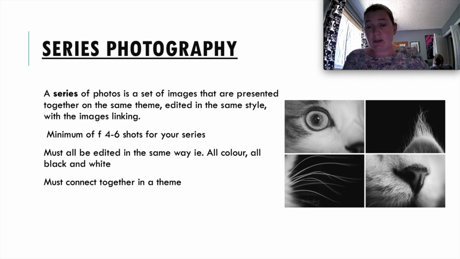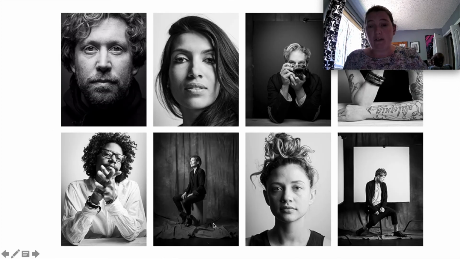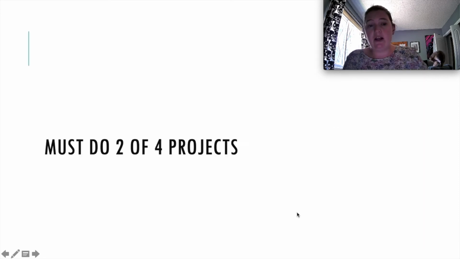So you'll notice in this particular one, this is a cat. Here's his little nose, tip of his ear, his whisker, his eye. This is all one thing, all a cat here. So that's what series photography is. These are all portraits, for example, all black and white, all edited the same, all cohesive. Okay? Again, one more time. You have to do 2 of the 4 projects yourself. Does that make sense to everyone? I hope it does.